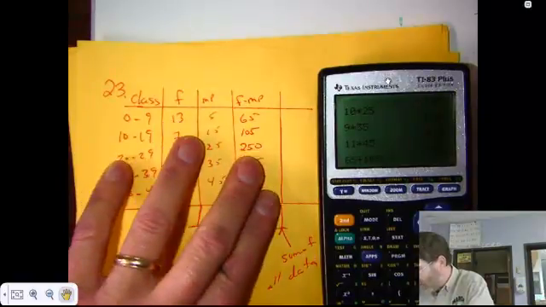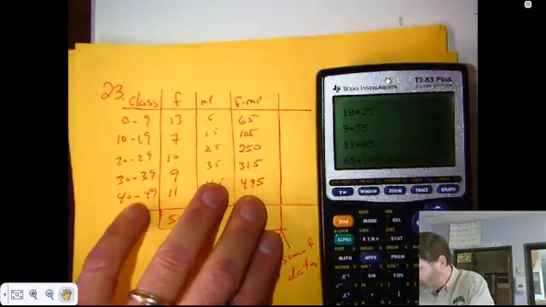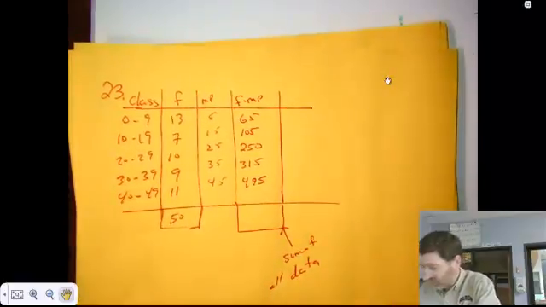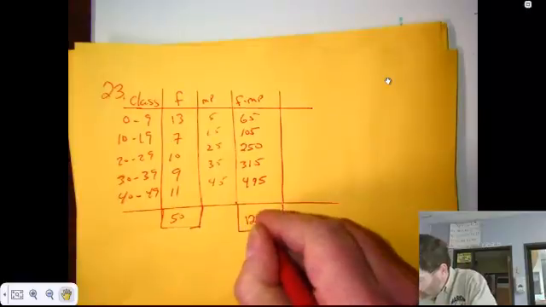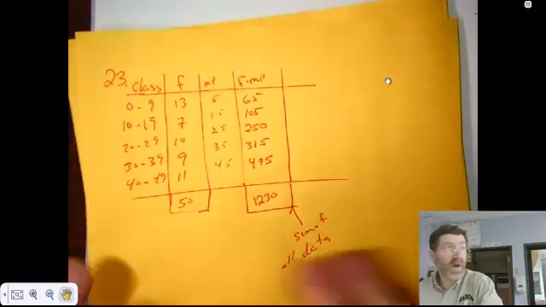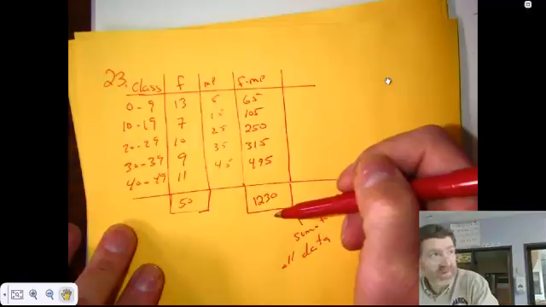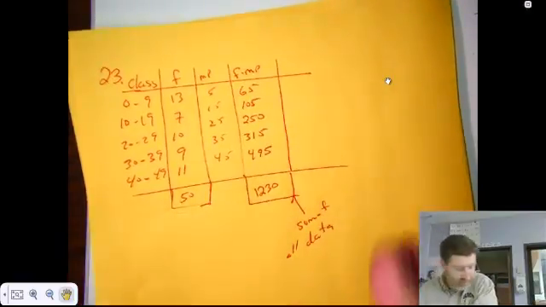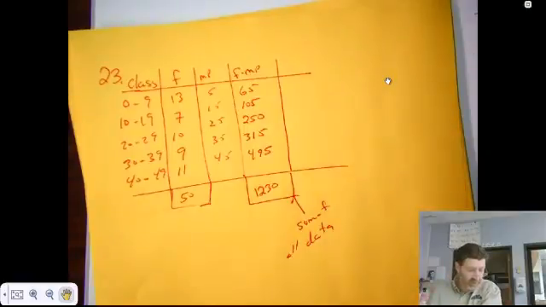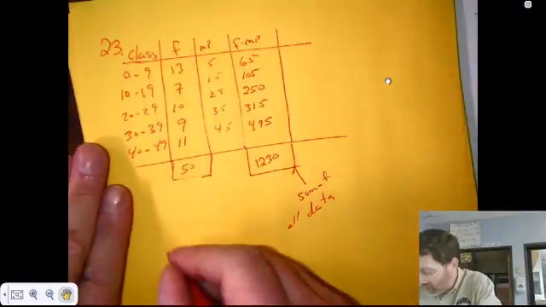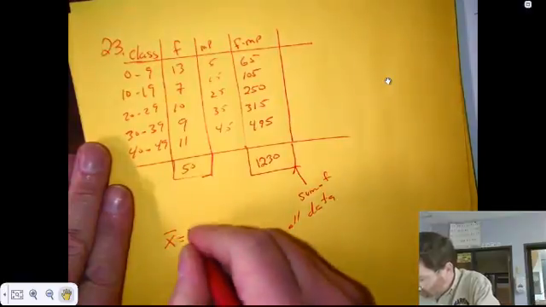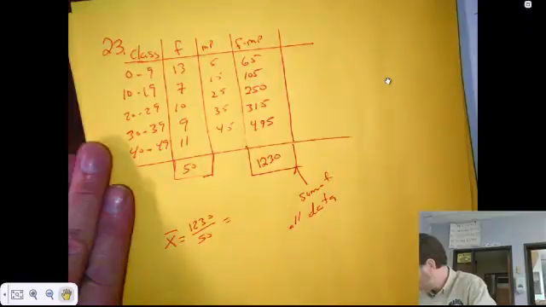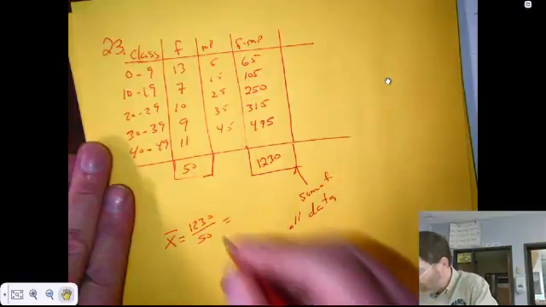65 plus 105, 250, 315, 495. How about 1230? Okay, this is 1230. Now, I know the mean is simply the sum of all those data points divided by how many there are. There's 50 data points. So the mean, is this a sample? This is a sample, so I use x with a bar. It's 1230 divided by 50, and that is 24.6.